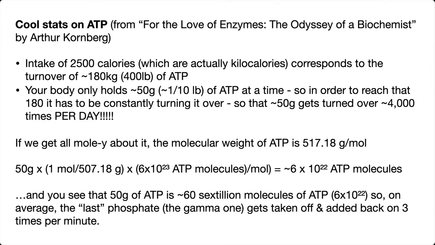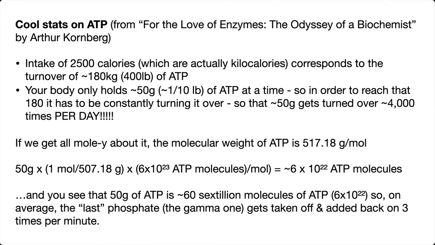If you have an intake of 2,500 calories, and remember those are actually kilocalories, that corresponds to the turnover of about 180 kilograms or 400 pounds of ATP. But your body only holds on to about 50 grams or a tenth of a pound of ATP at a time. And so in order to reach that 180 kilograms that you're using every day, it has to be constantly turning it over, so basically using that ATP. Each of the molecules of ATP has to get turned over or hydrolyzed 4,000 times per day.